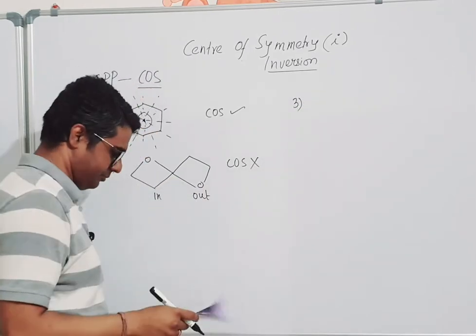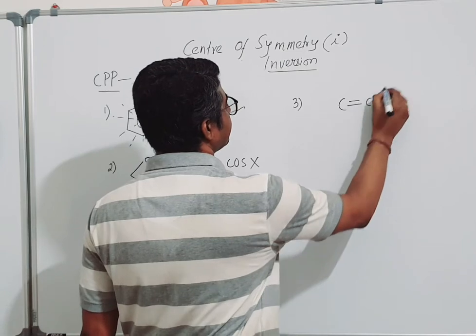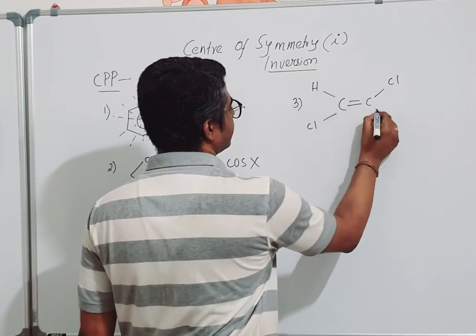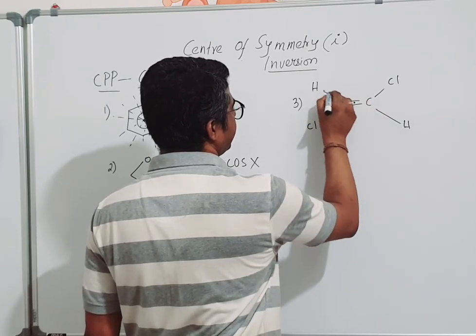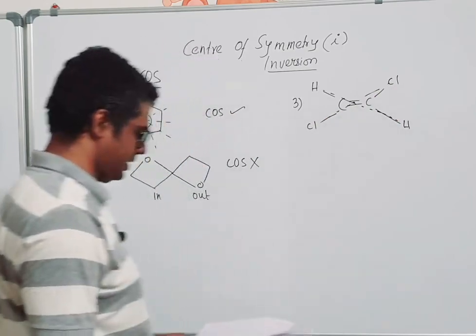Number 3. You can take this point as the center of symmetry. I think it will happen. Yes, COS will be formed.